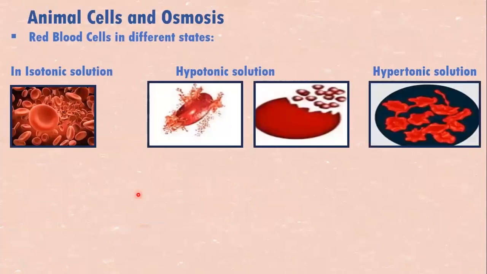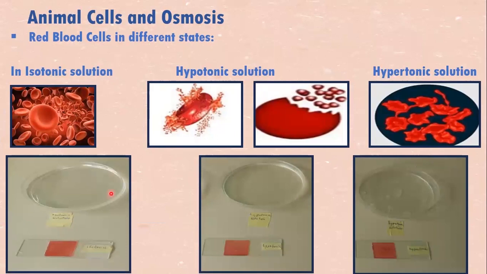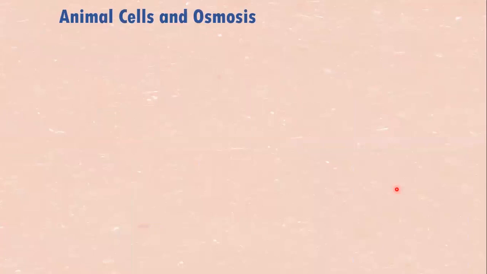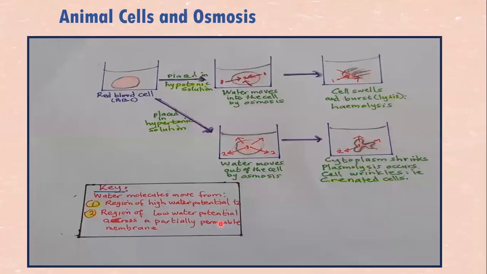So this is what happens with the solutions. Blood in isotonic solution is like this. Blood in hypotonic solution is like this. And blood in hypertonic solution is like this. You can look at them under the microscope and see the shape of the blood cells as these. Now we want to explain the process that brought about these, and we have an illustration here.